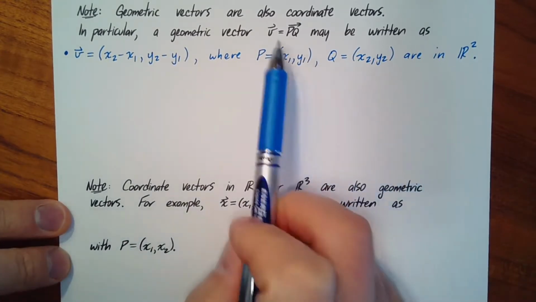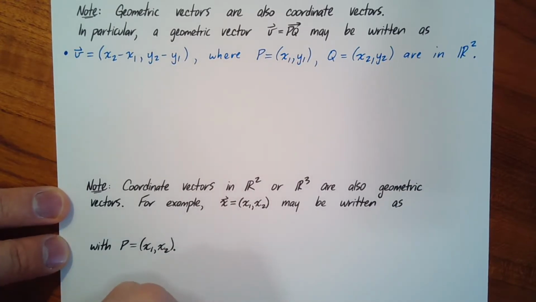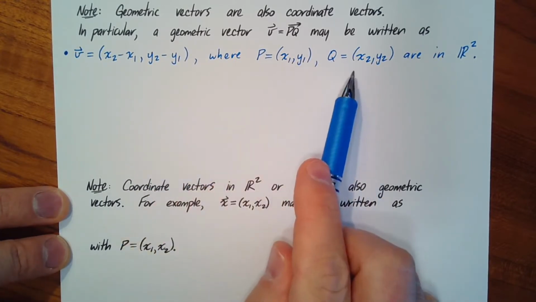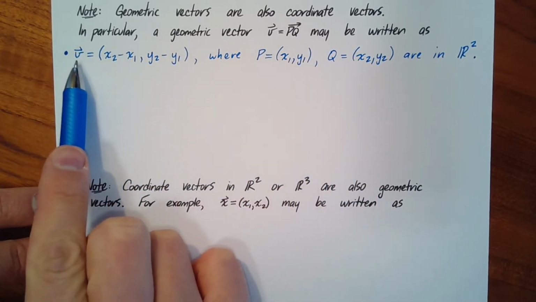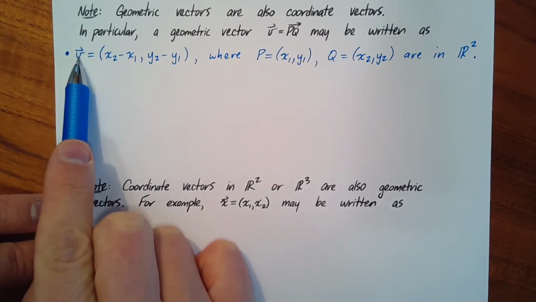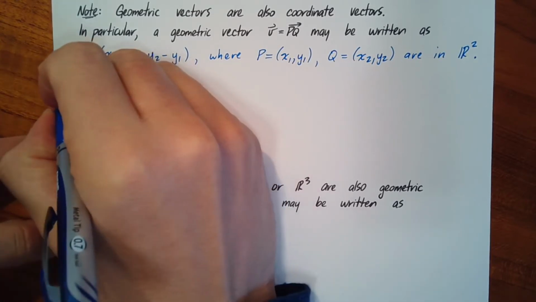But what do you do if your geometric vector v is in R3? How do you turn that into a coordinate vector? We'll just use the same idea. The only difference is your initial and terminal points will both have an extra coordinate, and you'll use those coordinates to define the third coordinate of the geometric vector v, which you are now trying to write as a coordinate vector in R3.